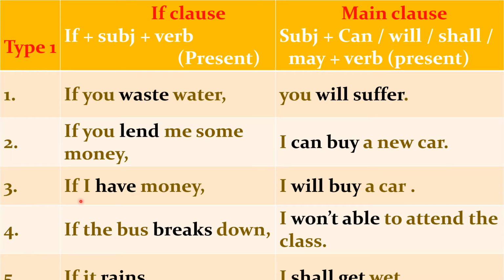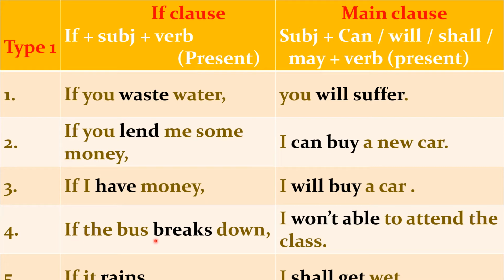Third example, if I have money, I will buy a car. If I have money is an if clause. I will buy a car is a result clause or main clause. If plus subject plus present tense. Here in the main clause, subject plus will plus present tense. Here the structure is if plus simple present tense gives future tense in the main clause.